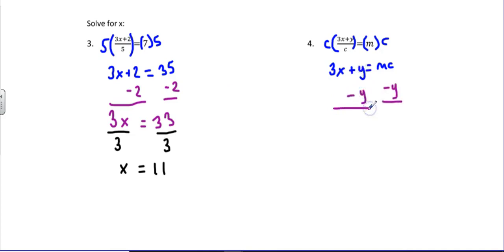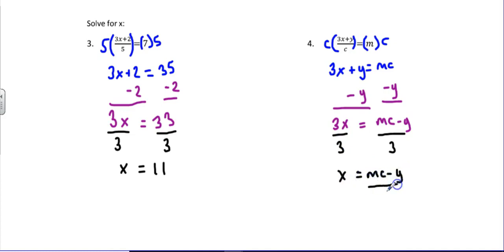Now these are not like terms, so I can't combine anything. So I just have to write this as mc minus y. I have to make sure I write that mc first because I'm subtracting y from that product of mc. All right, last step is to divide by 3. I have x equals mc minus y divided by 3.